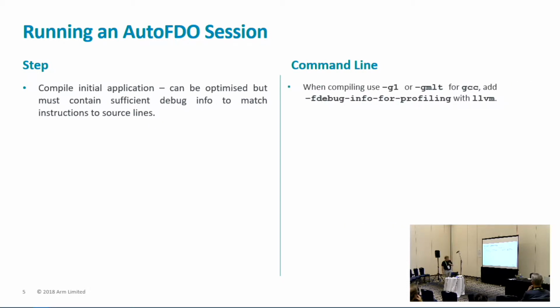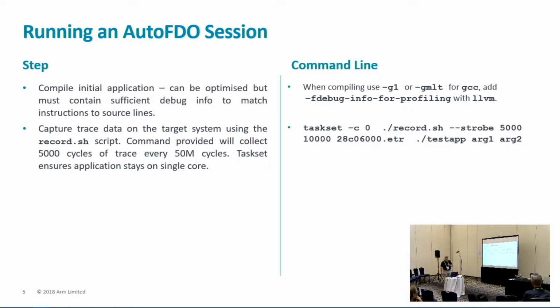So the first step is to create your application. It can be optimized, but you do need sufficient debug info to allow the trace decode and profiling to match instructions with the source code. So we use the record script, and we set up the strobing to effectively do a small percentage, about 1% of the trace is actually captured. As mentioned, the record script also runs perf, and at this point it uses the per thread option in perf, which means we've got to ensure that the application being run remains on a single core.